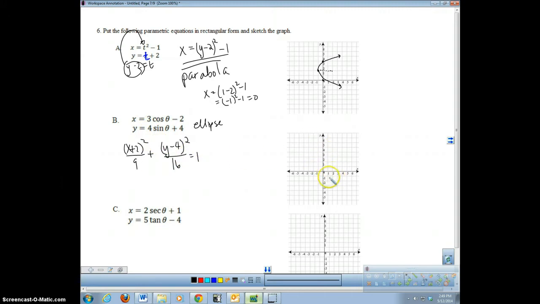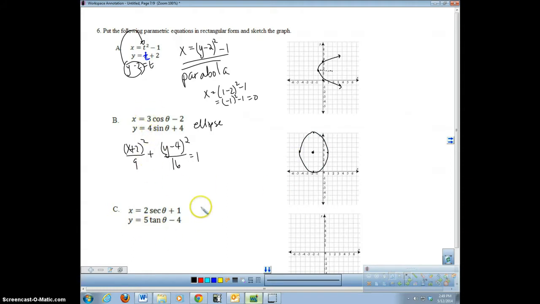Now we're going to go negative 2 on the x, up 4 on the y, and that's going to be our center. Then we're going to go up 4, 1, 2, 3, 4, down 4, and then over 3 this way, 1, 2, 3, and then we're going to draw our ellipse. Okay, so then we got those numbers from here.